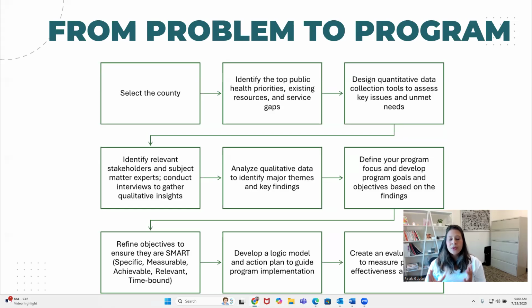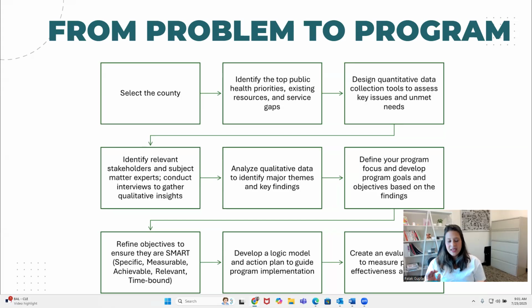Once they have developed those objectives, I ask them to create a logic model, which is a detailed action plan that outlines how the program will be delivered. So they start thinking about how they are going to achieve those objectives, what resources they would require, what activities they have to take, and then a bigger goal.